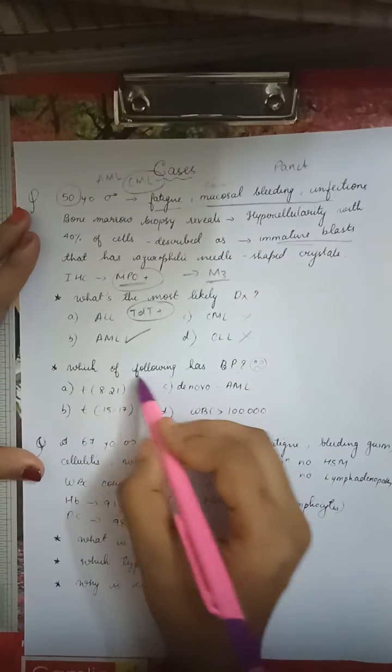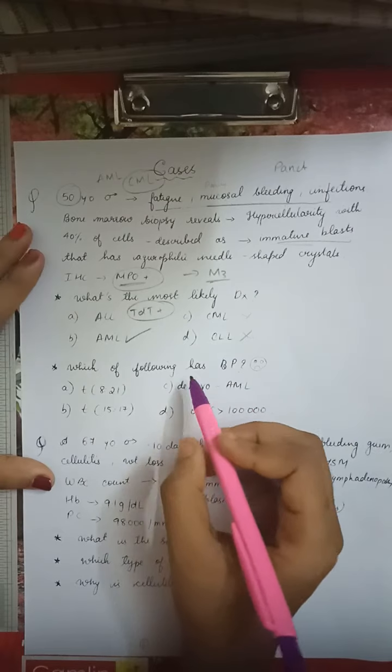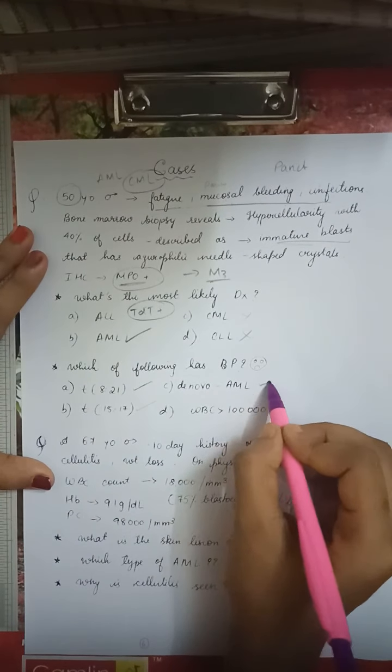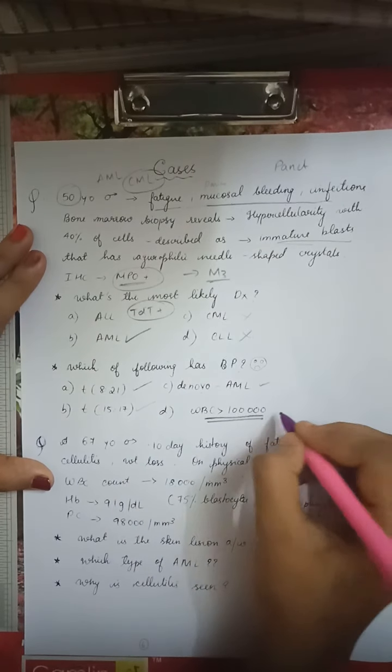Let's see, which of the following has bad prognosis? Remember, this translocation was our favorite, and de novo AML was favorable. I told you a WBC count of more than 1 lakh is bad prognosis, so this is the answer.